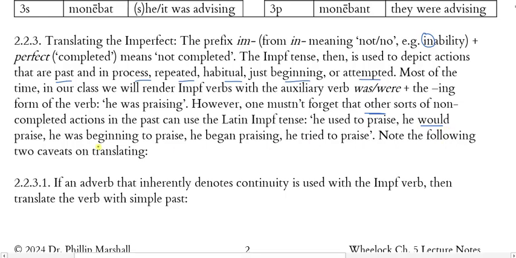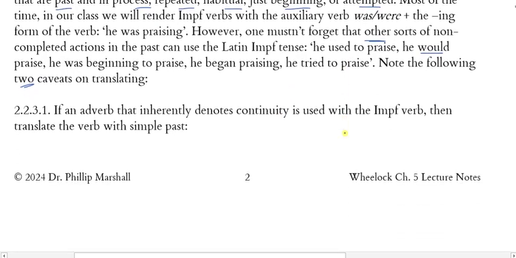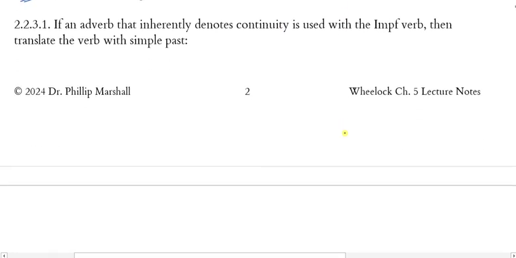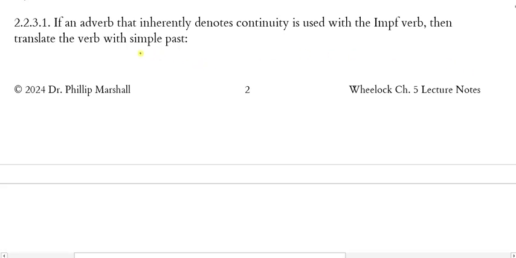All right, now there are two caveats here on translating the imperfect, and I want to run through these with you real quickly. Now, first of all, if we have an adverb that's being used, and the adverb inherently denotes continuity, and it's used along with an imperfect verb, then best practice is to just translate the imperfect verb with the simple past, because the adverb that denotes continuity will bring out the progressive or continuous nature of it.